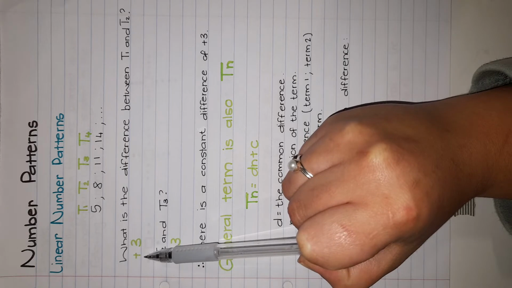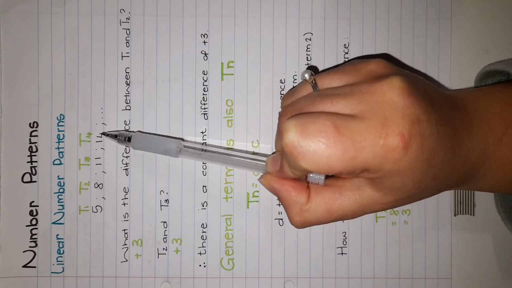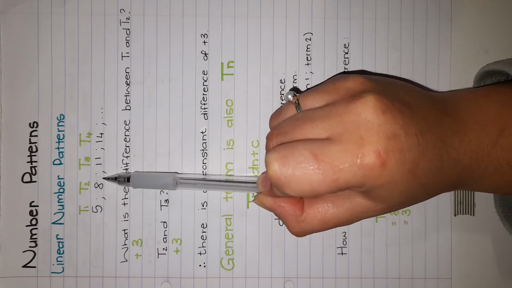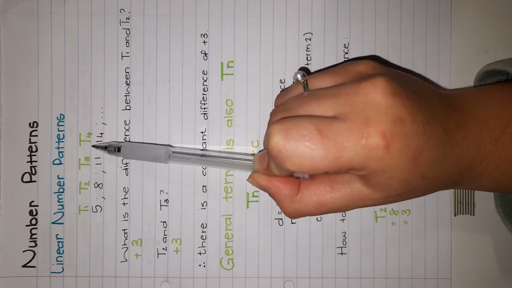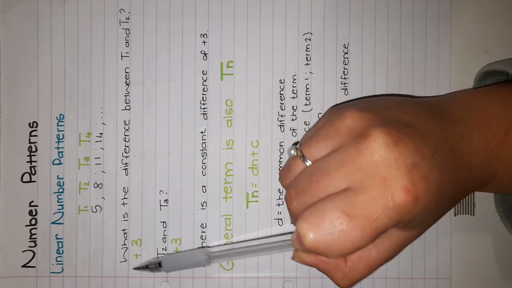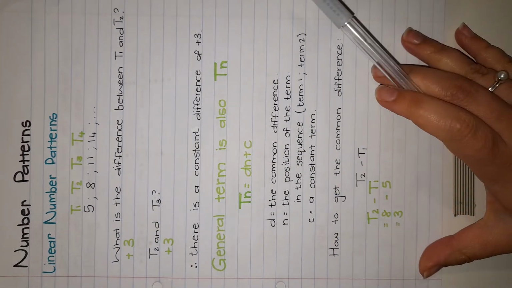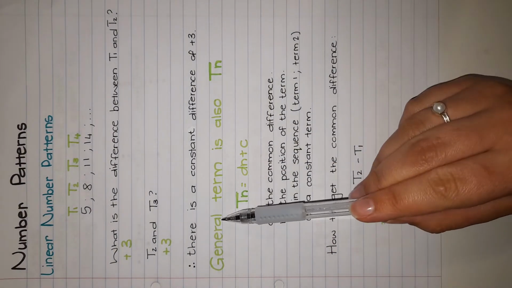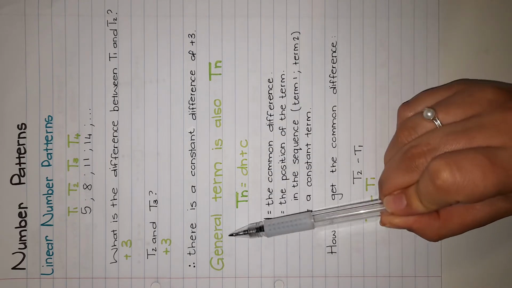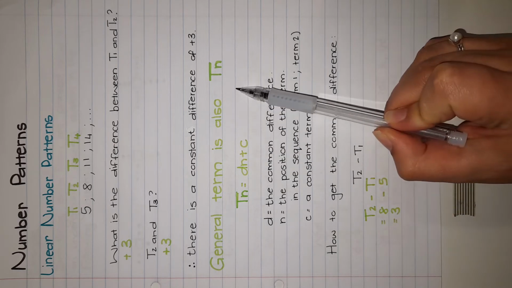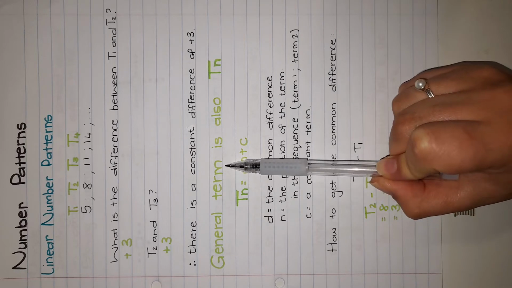And it's very important that I add a positive 3 here, because later on you can sometimes see that instead of 5, 8, 11, 14, it's 14, 11, 8, 5. And then our difference would be negative 3. Okay. So when we move on, our general term is also Tn. So whenever they ask you for a general term, they ask for your Tn.